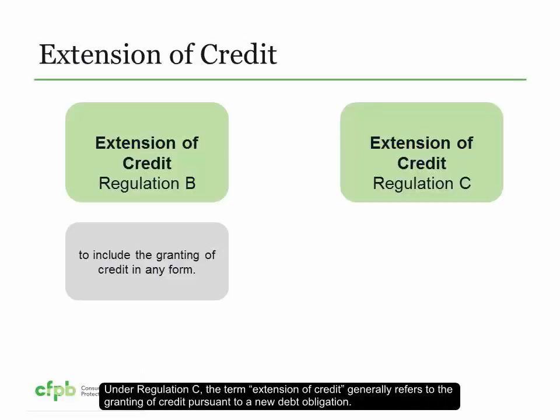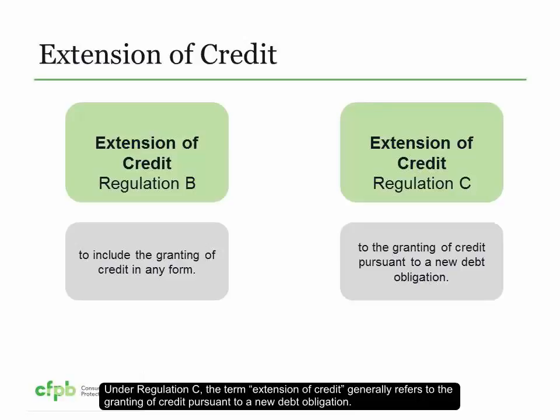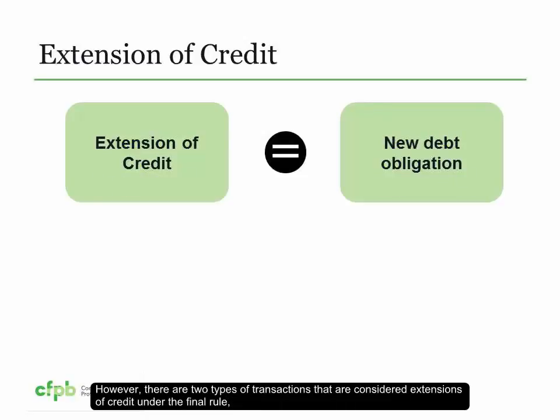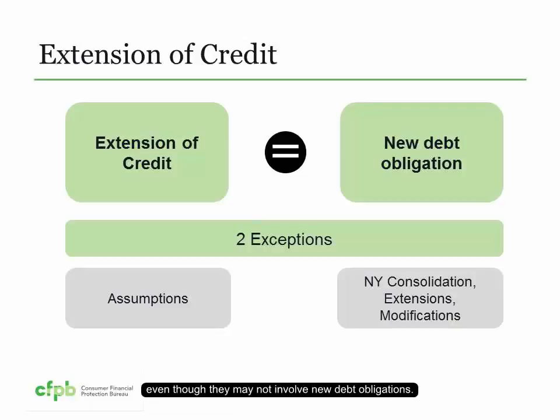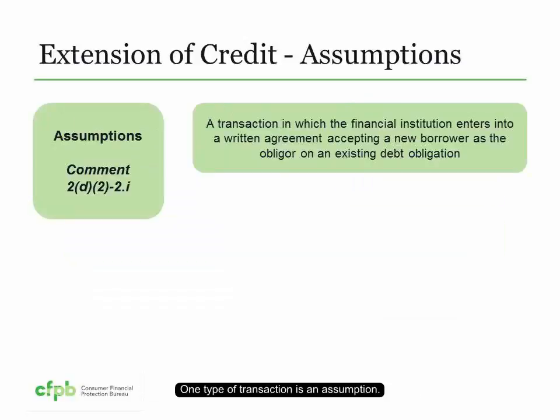Under Regulation C, the term extension of credit generally refers to the granting of credit pursuant to a new debt obligation. However, there are two types of transactions that are considered extensions of credit under the final rule, even though they may not involve new debt obligations. One type of transaction is an assumption. Some assumptions have historically been covered under Regulation C.